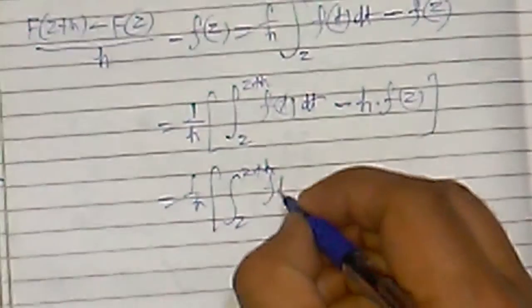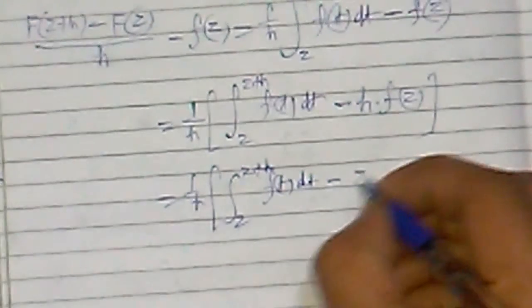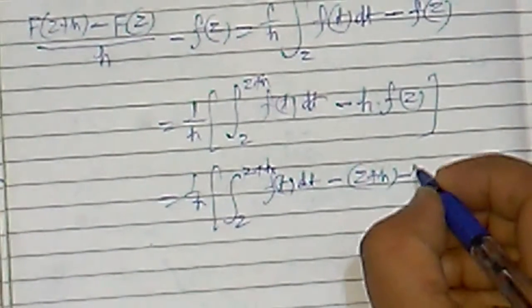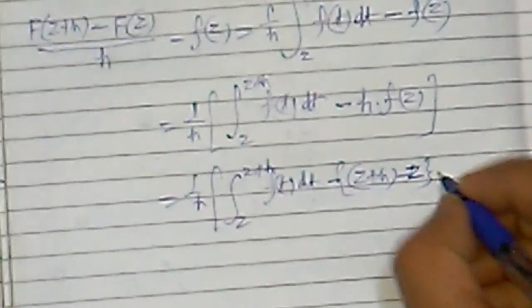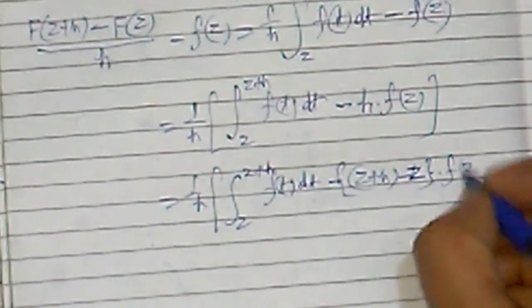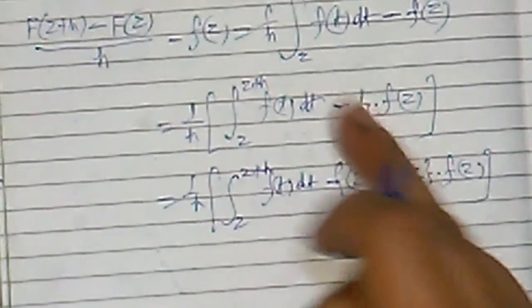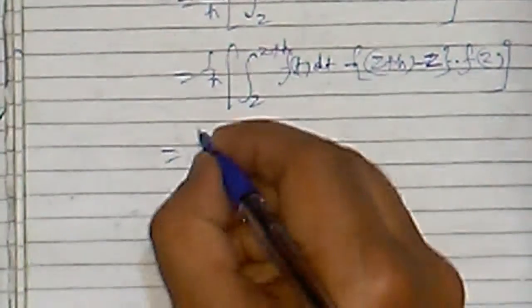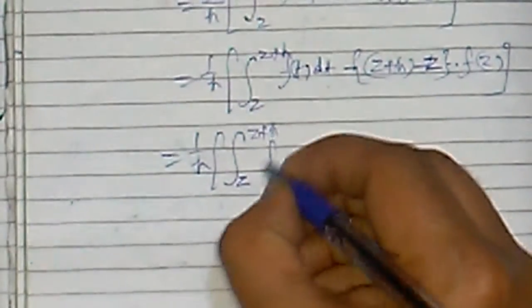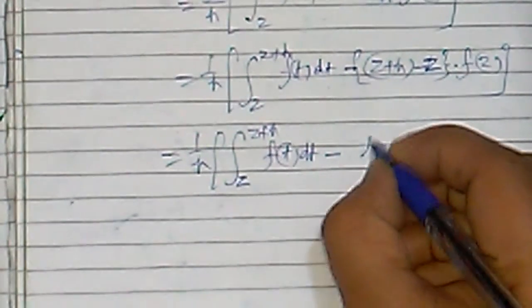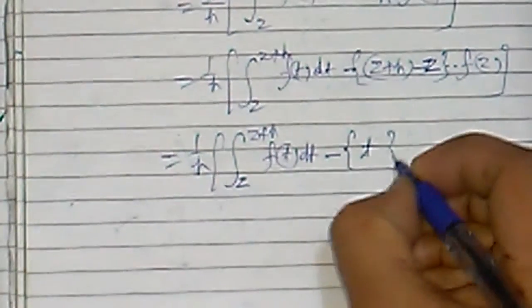We can write the right hand side as z plus h minus z, because z cancels out and only h is left, which is equal to the given quantity. We can also write this quantity as the value after putting in the upper limit and lower limit.